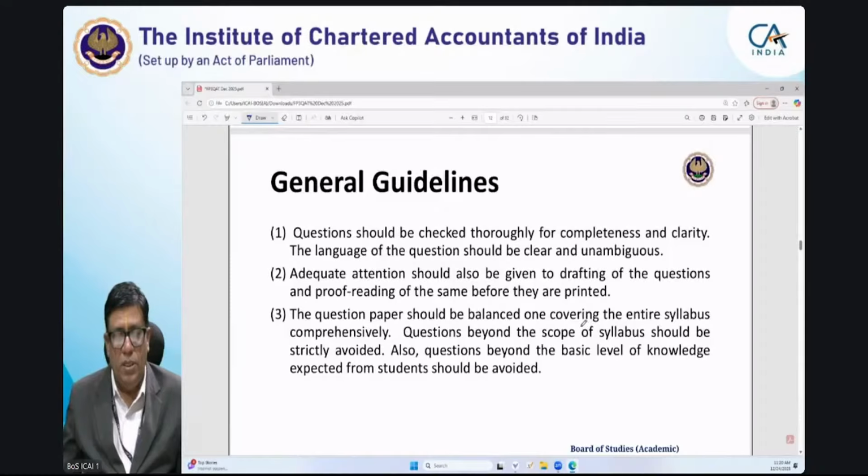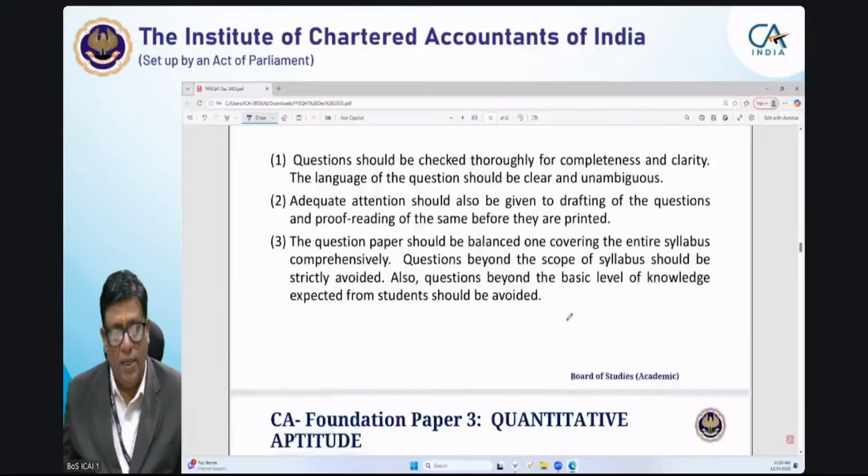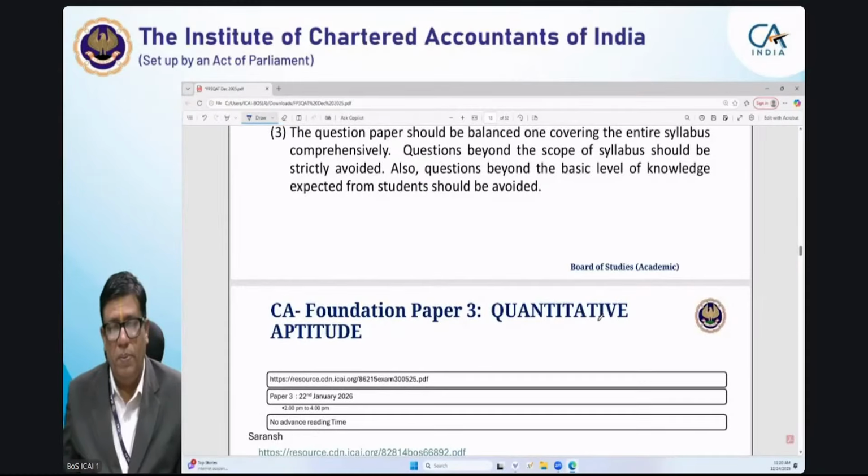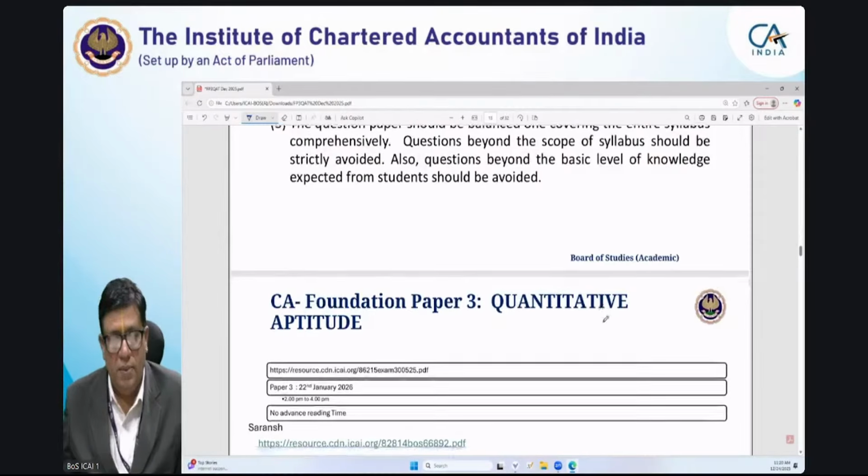Questions are checked thoroughly for completeness and clarity. The language of the question should be clear, and there will be no such problems. The question paper should be balanced, covering the syllabus completely and based on the syllabus.